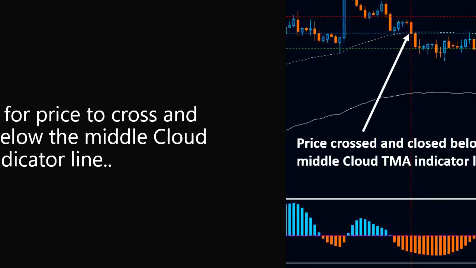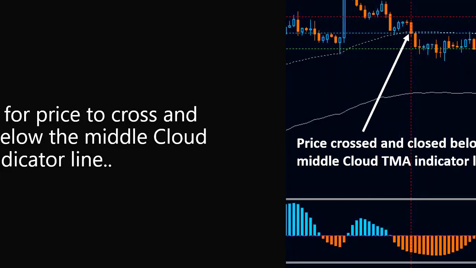All right. Now let's have a look at the sell trade rules. These are essentially very similar to the buy trade rules, just we're looking at the opposite direction. So firstly, we're going to wait for price to cross and close below the middle cloud TMA indicator line, as indicated with the arrow and again the vertical red dashed line on the image indicates the candle that I'm looking at there.